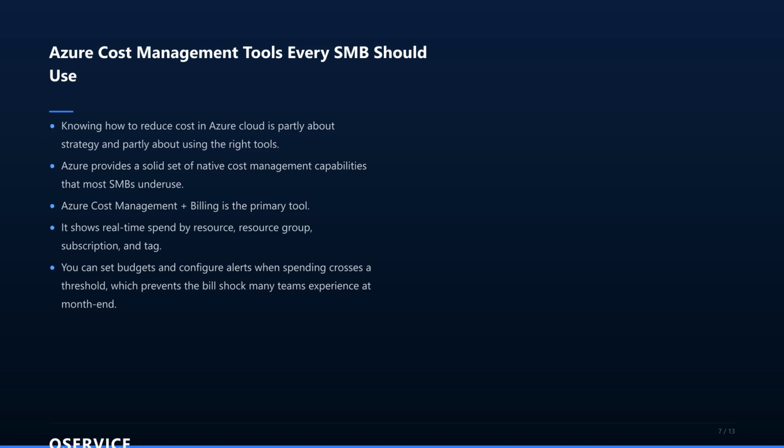For team-specific configuration guidance, the 7 proven Azure Cost Optimization tips for SMBs post covers alert thresholds that work well for teams in the $500,000 to $5 million ARR range.